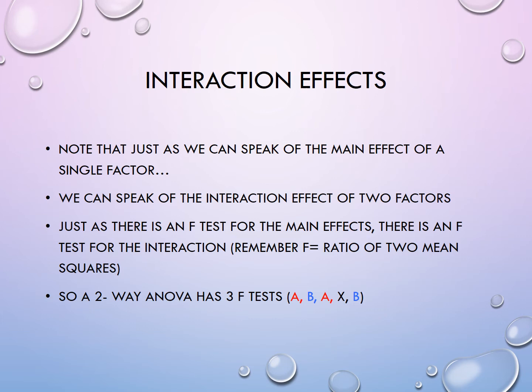But what's important here is to remember that there are actually three F-tests, three ANOVAs that are being run in a two-way ANOVA. The main effect of one independent variable, the main effect of the other independent variable, and then the interaction effects of the two together on the dependent variable.